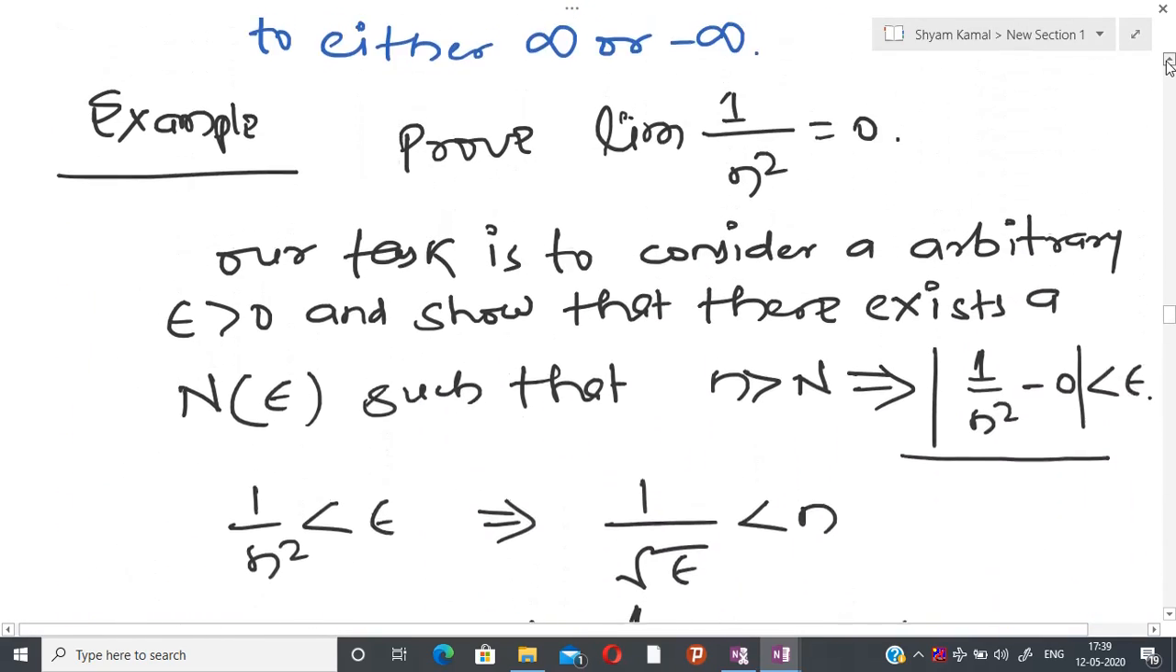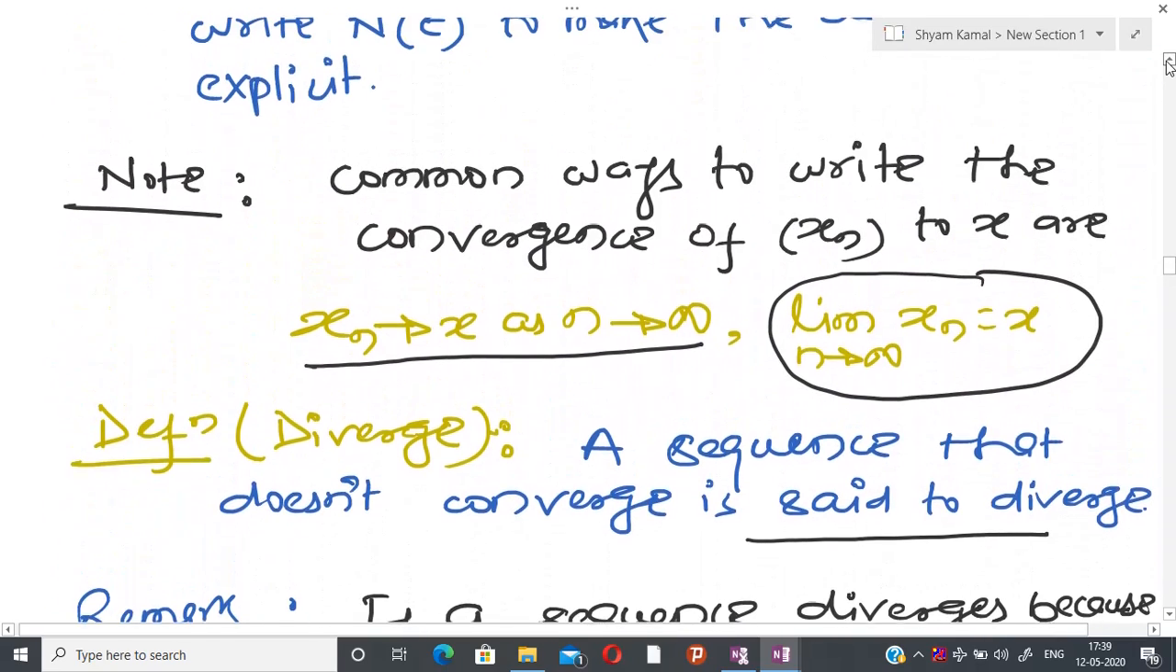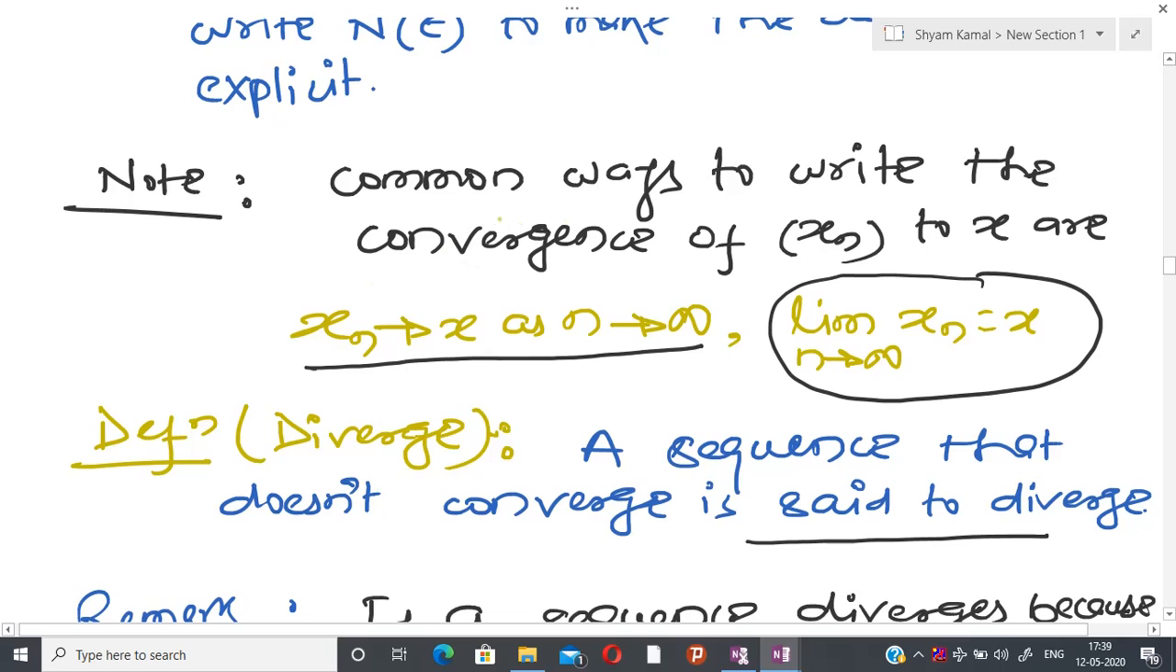Let us again revise the same thing. Here you can see that I can also interpret this: the common way to write the convergence xn to x is as a limit, xn tending towards x. So in our problem that is equal to 0. Due to that reason I have written n tending towards infinity, or most of the time we do not write limit, just the sequence, which in our problem is 1 by n square, that is 0.